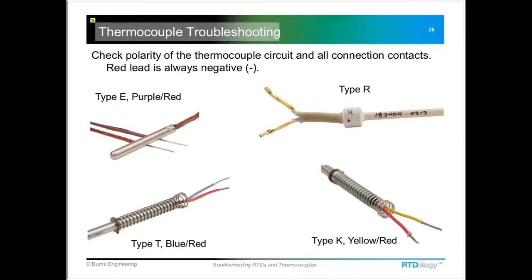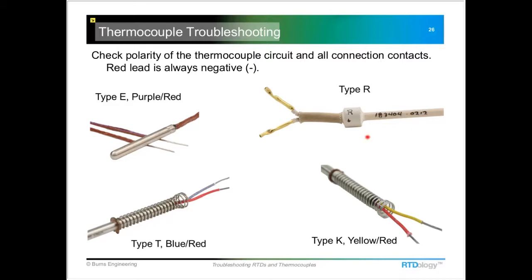there are color codes that go along with these. Like we'll have the type E as a purple and red. And if you were to look at these wires, right now on the screen here, they kind of look like they're both kind of brown, but there's a purple stripe on one of those. So you'd know that that is the positive. The red lead is always going to be the negative.